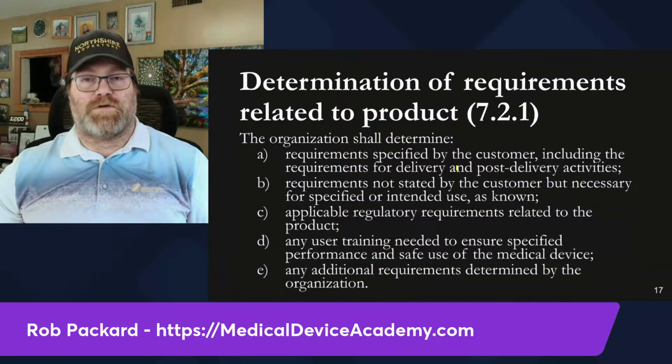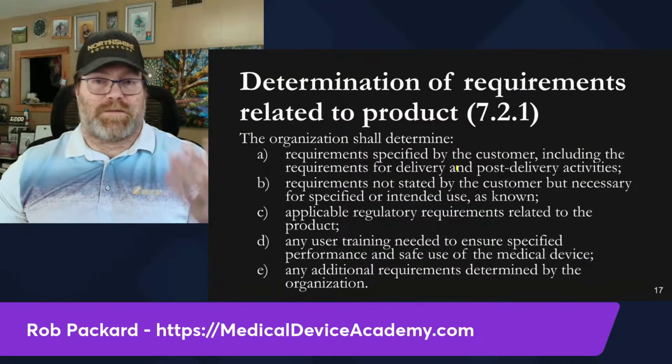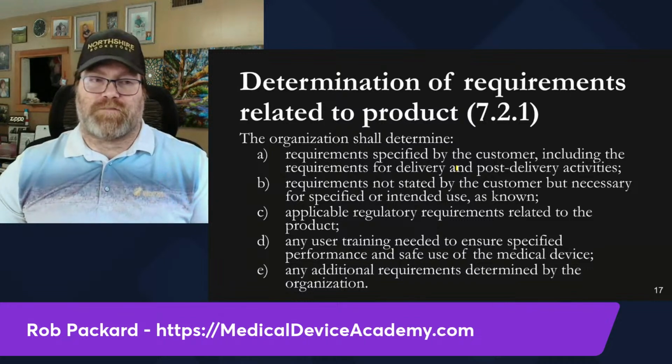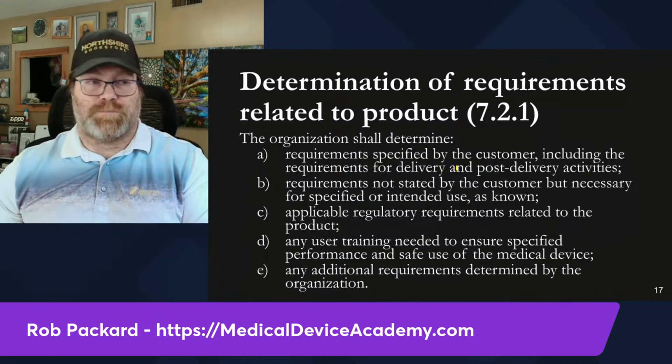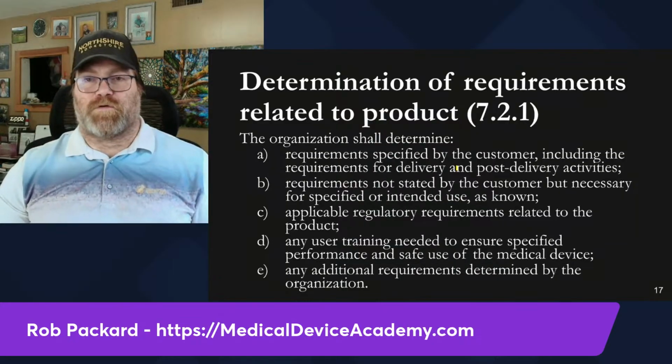Maybe it's all listed for you in your purchase order. Maybe it's not. Maybe they didn't issue a purchase order. Maybe they're buying it from you online. So you have to determine what the requirements are for the product from these multiple sources and plan for that and make sure that you have them before you go shipping product.